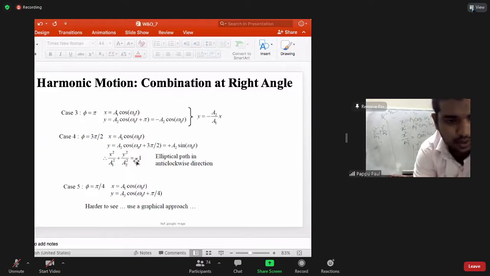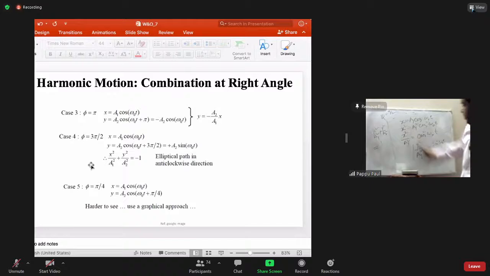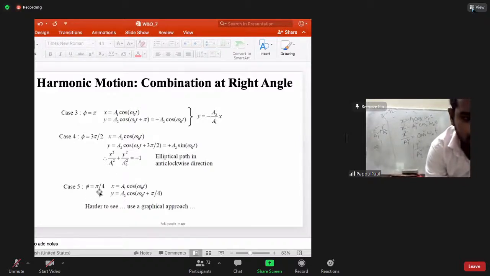Okay, there is a mistake in case 4 in my slide. There is a minus 1 here, but this will be plus 1. Because you see that if you add together cos square omega naught t plus sine square omega naught t, it will be plus 1 again, so you will find a plus 1 here again. So in case of pi by 4, there will be a graph like that, but this is harder to see.